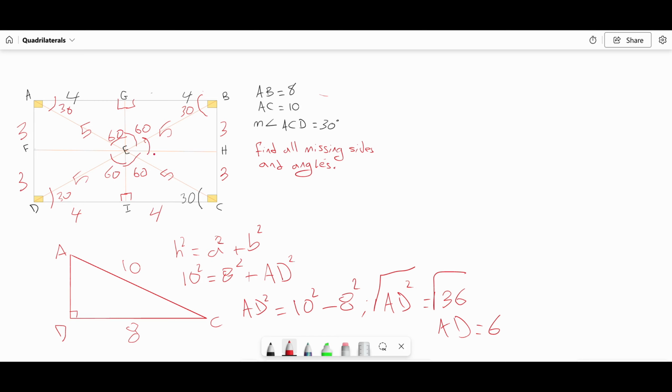This angle here, we know that this is 90 degrees. And this angle here should be how much? If this is 30 and this angle total is 90, this should be 60 degrees. And this angle also here is 60, right? So if this is 60 and this is 90 here, this angle should be 30. The same with this angle here, it is 30. Also this one here is 30, and this one here is also 30.